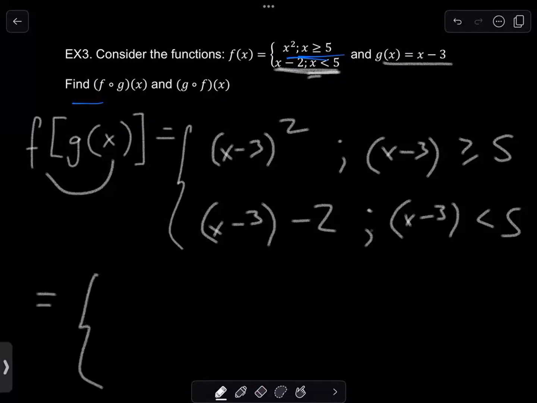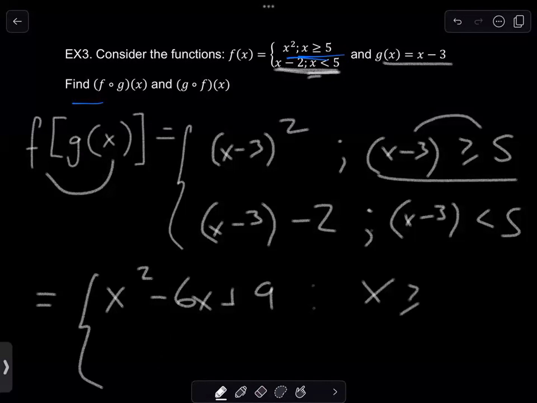f of g of x is equal to x minus 3 all squared. You can leave it like that, or you can expand it if you want to. The expanded version is x squared minus 6x plus 9 whenever. And here we need to solve this inequality in terms of x. So take the negative 3 over onto the other side. We are going to get x is greater than 5 minus 3. That becomes 5 plus 3, which is 8.